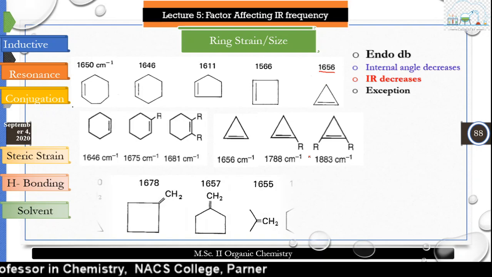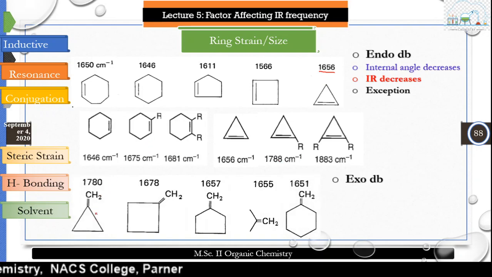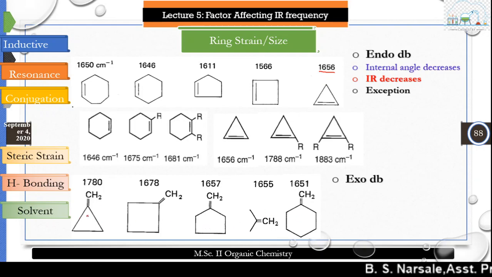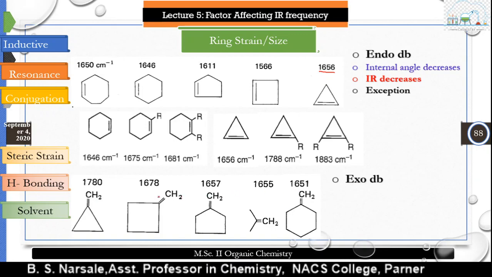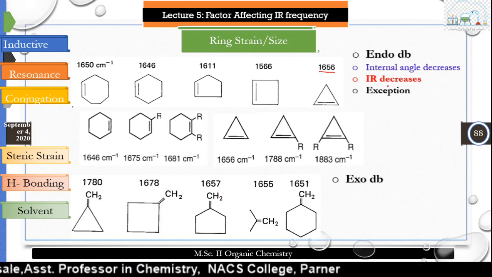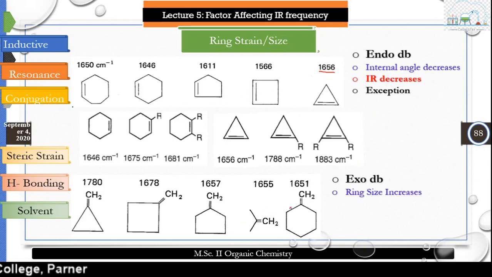Now look at an exo double bond. In an exo double bond, if you go from higher ring to the lower ring, what happens? The stretching frequency increases. From higher to lower, the stretching frequency increases. It is completely opposite to the endo, where from higher to lower the stretching frequency decreases. Here the stretching frequency increases as ring size decreases.